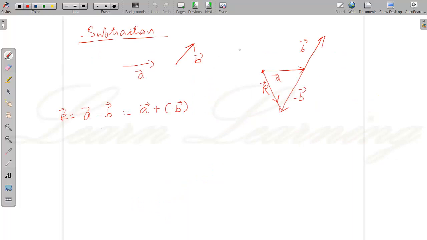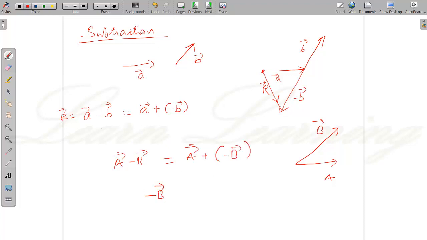Now how do we subtract two vectors? We have seen addition of two vectors. There is a vector A given and a vector B given. If we want to find A vector minus B vector, how do we do that? This can be written as A vector plus minus of B vector. Minus of B vector basically means reversing the direction of B. Basically B vector is multiplied by minus 1, which reverses the direction.